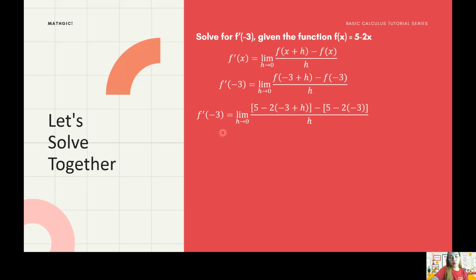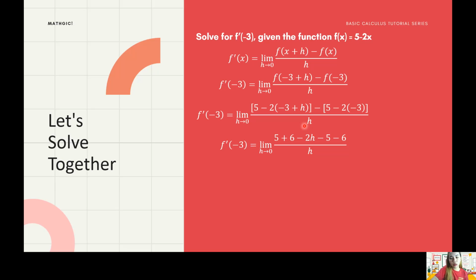Then we need to distribute the constant terms here, which is 2 here and another 2, and do necessary operations. So we're gonna have 5 here, which is the outside term. We'll just copy it. We're gonna have 5 here, and then we'll distribute negative 2 in negative 3 plus h. We're gonna have plus 6 minus 2h. And the other one, we have 5 minus 2 times negative 3. We're gonna have negative 5 minus negative 6. Minus 6 rather. All over h.